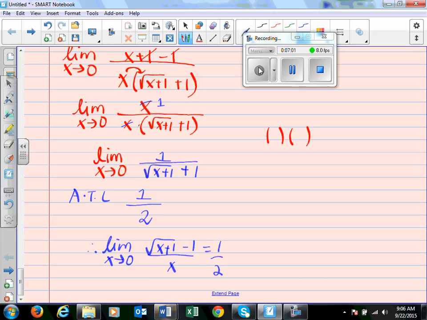So after I substitute the 0 over here, 1 divided by square root of 0 plus 1 plus 1. So that will be square root of 0 plus 1, 1. Square root of 1 is 1, 1 plus 1 is 2.